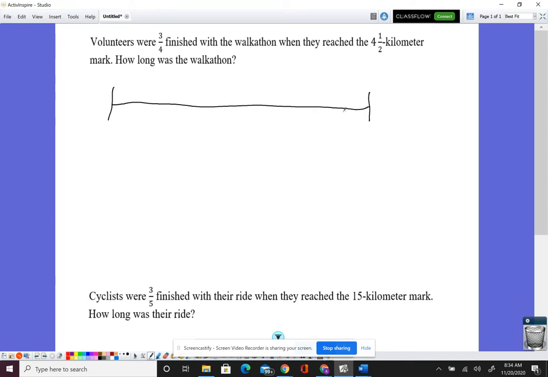Here's the race. Here's the whole race. Or here's the whole walkathon. And it says the volunteers were 3/4 of the way finished. So I'm going to break this up into quarters. And when the volunteers were here, they had reached 4.5 kilometers. So right there is 4.5 kilometers, and they wanted to know how long the walkathon was.